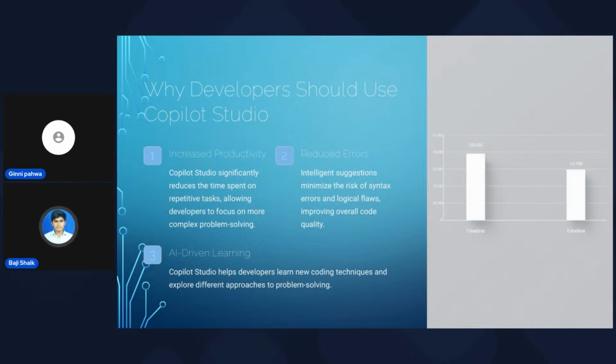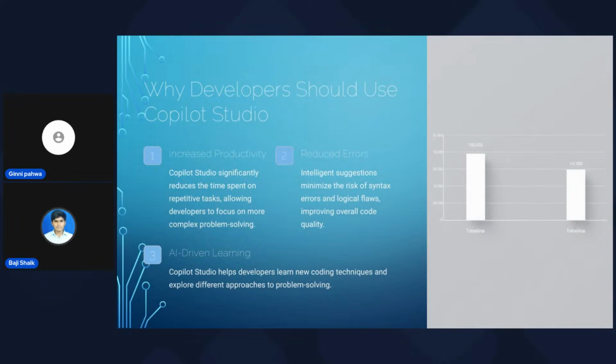So Copilot Studio significantly reduces the time spent on repetitive tasks, allowing developers to focus on more complex problem solving. So if you're doing daily work, testing, or the same repetitive task, you don't need to spend a lot of time on every individual task. You just use Copilot Studio for this, and you can use this time for other work like complex problem solving or any other important work you want to do. So you can invest the time in these tasks.